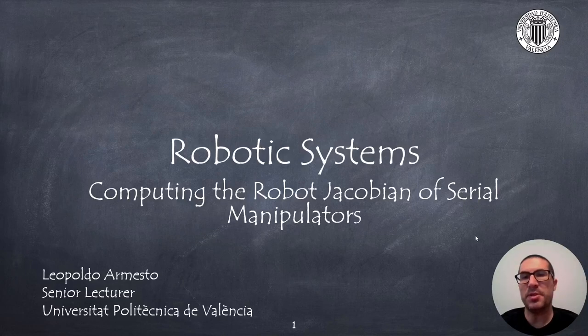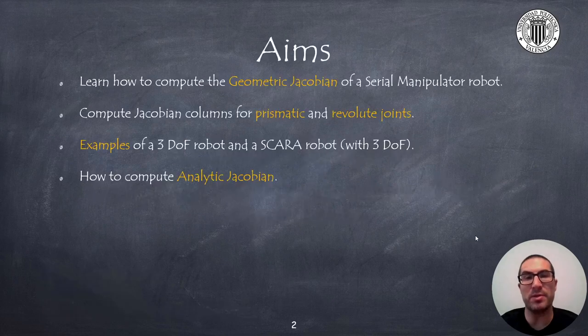Hello, in this presentation I will explain how to compute the robot Jacobian matrix of serial manipulators. The aims of the presentation are, on the one hand, to learn how to compute the geometric Jacobian of a robot. We will see how to compute linear and angular velocities of the end effector given the velocities of prismatic or revolute joints. Later, we will see two examples to compute the Jacobian of a robot arm with 3 degrees of freedom and a scara robot with 3 degrees of freedom. I will also talk about how to compute the analytic Jacobian.